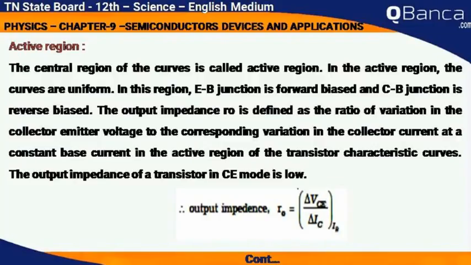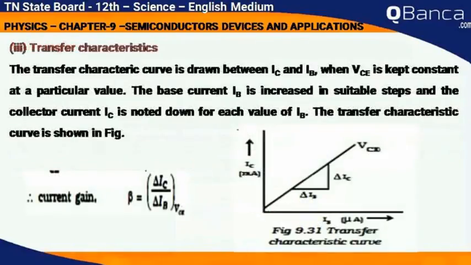The output impedance R0 is defined as the ratio of variation in the collector emitter voltage to the corresponding variation in the collector current at a constant base current in the active region of the transistor characteristic curves. The output impedance of a transistor in CE mode is low. Therefore, output impedance R0 is equal to del VCE by del IC at constant IB.